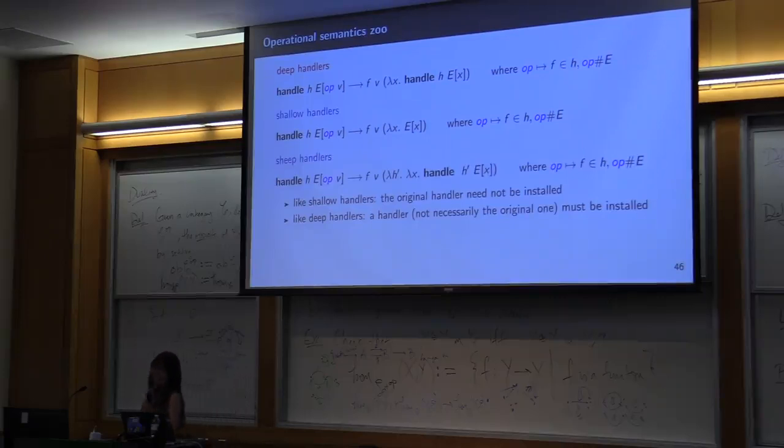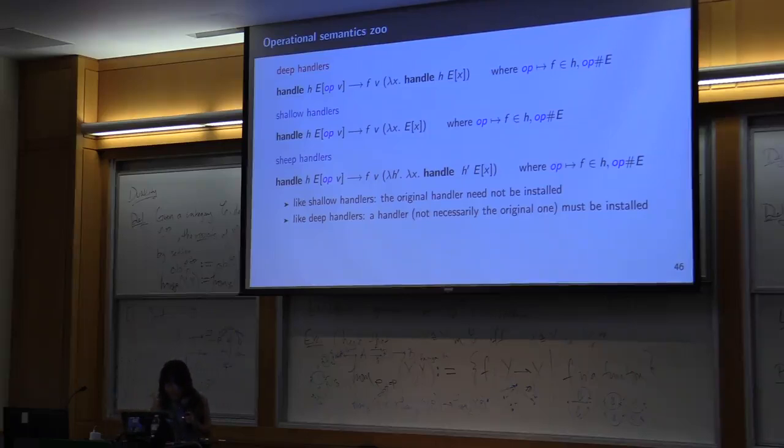It's a real terminology that you can find in papers. So what is this ship handler doing? It's a bit like shallow handlers: the original handler does not need to be reinstalled. But it's also like deep handlers: some handler has to be reinstalled, but maybe it's not the original handler. You can see the continuation that is captured here now takes the handler, H prime. Then it resumes the original computation under this H prime. So now you know how people are creative in naming things.